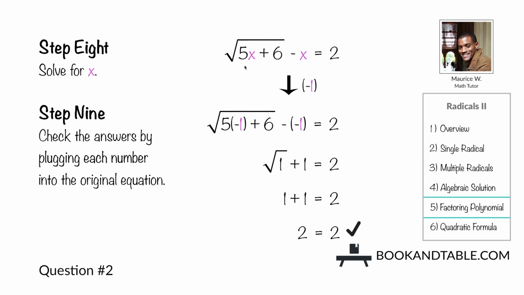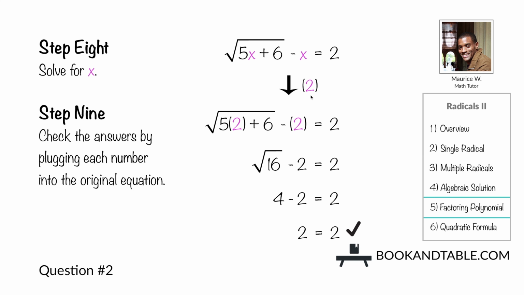The square root of 5x plus 6 minus x is equal to 2. So let's first plug in negative 1 in both places where we see x. 5 times negative 1 is negative 5. Negative 5 plus 6 is positive 1. We have minus negative 1, so minus a negative gives you plus. The square root of 1 is 1. 1 plus 1 is 2. And since the left side, 2, equals the right side, which is 2, that confirms that x does equal negative 1.